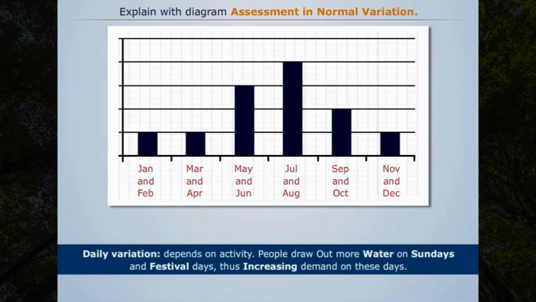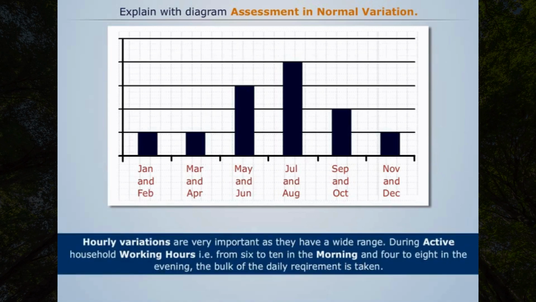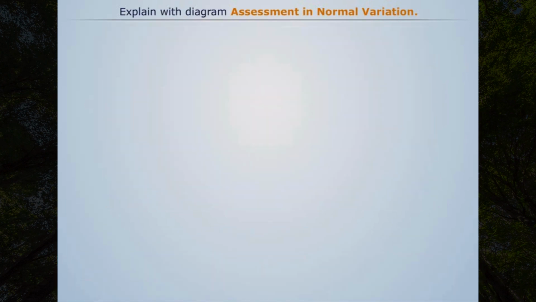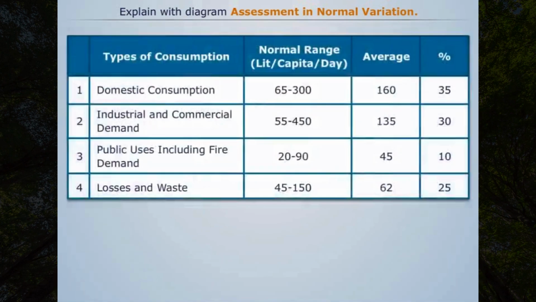People draw out more water on Sundays and festival days, thus increasing demand on these days. Hourly variations are very important as they have a wide range during active household working hours from 6 to 10 in the morning and 4 to 8 in the evening. The bulk of the daily requirement is taken. Now let us summarize assessment in normal variation.